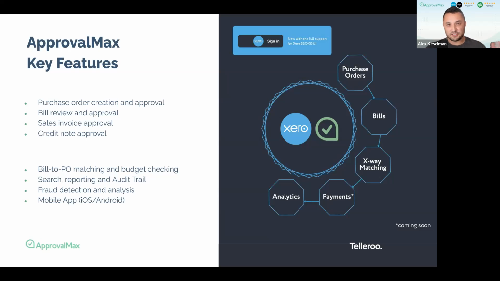And of course, pretty much everything that I've already told you is available within our mobile app. You'll be able to raise your purchase orders and approve them. Same goes for bills, credit notes, and sales invoices. You can do the bill to PO matching, budget checking, see all of the attachments, and comment with your colleagues. All of that is available within our mobile app. So feel free to download it. It's free of charge and available for both iOS and Android.